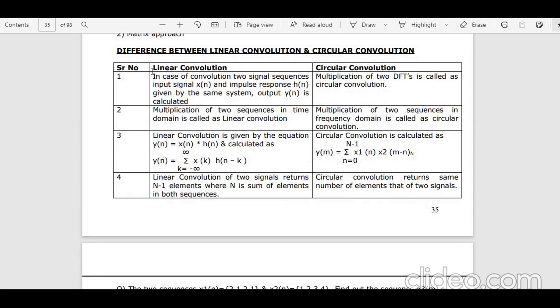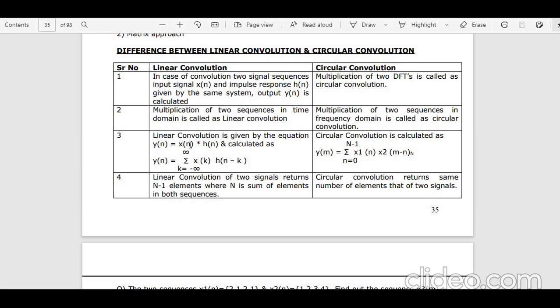In linear convolution, students, we are taking two signals, x of n and h of n. We try to find the response of this, and the output would be y of n. Here we are using two DFTs, which is called circular convolution. When you multiply two DFTs, that is called circular convolution. So multiplication of two sequences in the time domain is linear convolution, whereas in the frequency domain it is circular convolution. Just now I have explained that particular point.